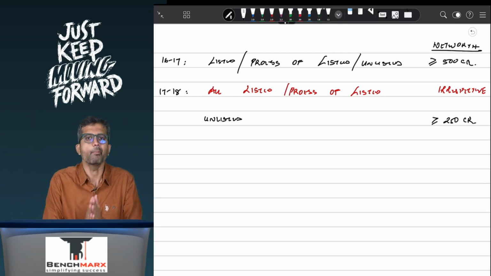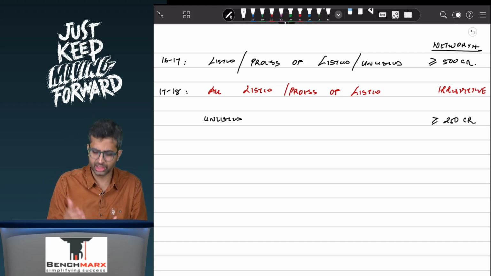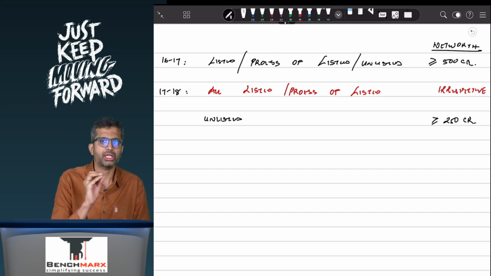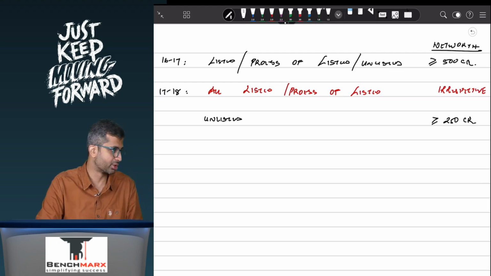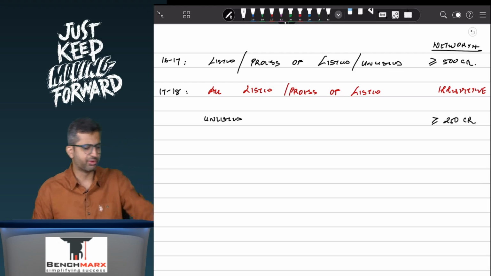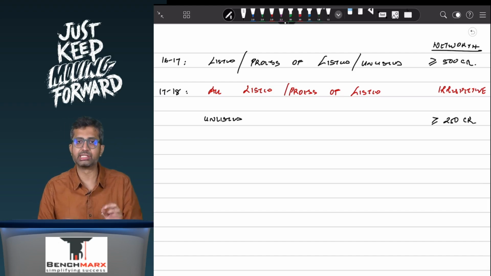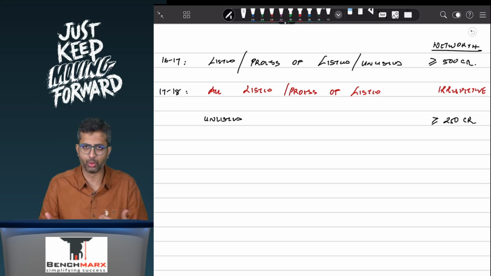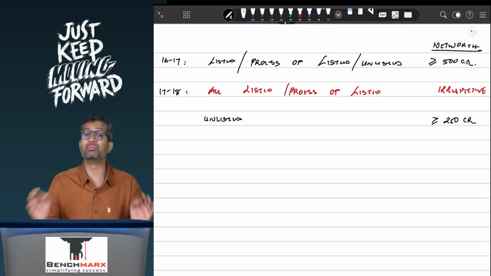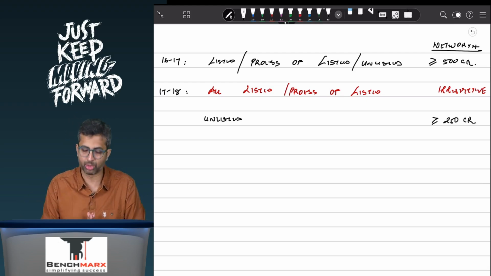And hence, if you are a larger entity, which is, let us say, unlisted, then Ind AS can apply. If you are listed, even if your net worth is 50 crores, 30 crores, 40 crores, it does not really matter, Ind AS will become applicable. Are we clear with this? Now, the only exception to this rule is if you are listed on the SME platform of the stock exchange, small and medium enterprise platform. If you are listed on the SME platform, then Ind AS need not be applicable.